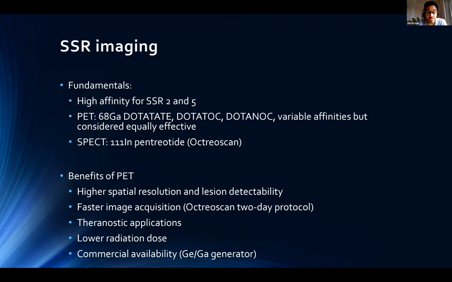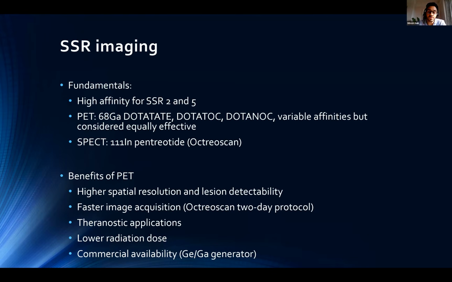So Octreoscan, which was historically used, is a SPECT pharmaceutical, i.e. it releases gamma emissions for detection on a gamma camera, and then was superseded by three-dimensional SPECT, and has been superseded once again by PET. That's predominantly using gallium-labeled pharmaceuticals that are labeled to DOTA peptides. So that includes DOTATATE, DOTATOC, and DOTANOC. These all have slightly variable affinities to the 5 different somatostatin receptors, but all are considered equally effective clinically.